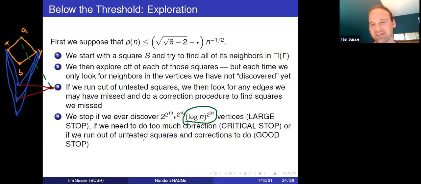And if we run out of untested squares and there are no corrections to do, we will also stop. That's where the process just naturally dies. We'll call that a good stop, because the process will die as we want it to.